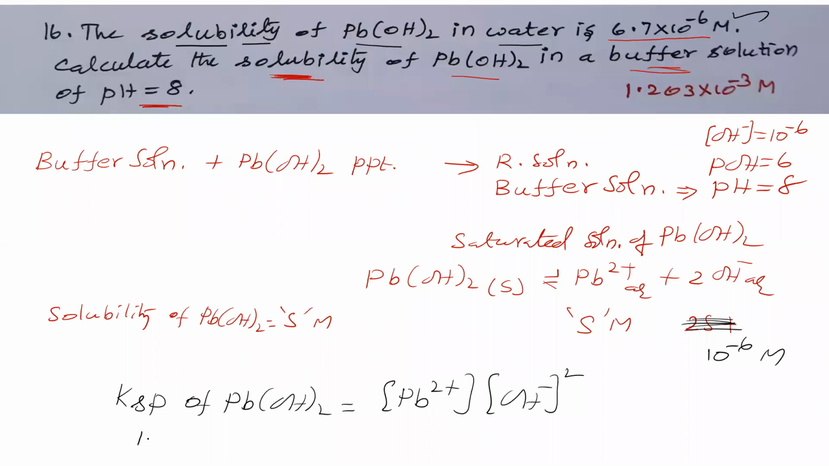So now we have the solubility product, 1.2 into 10 power minus 15, equal to the concentration of Pb²⁺, which is S molar, into the concentration of OH⁻, 10 power minus 6, squared. Therefore, we get the solubility as 1.2 into 10 to the power of minus 3 molar. So we got the solubility of Pb(OH)₂ in water. For this question, the answer is 1.2 into 10 power minus 3 molar.